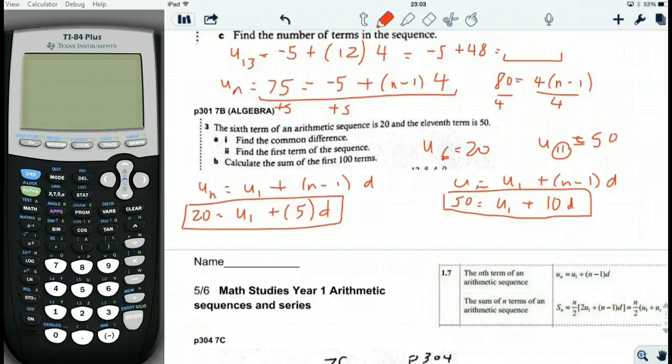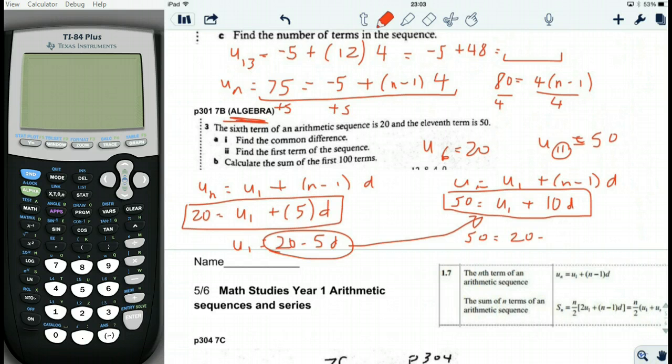There's a couple ways you could do this. You could subtract one equation from the other, or you could use substitution method. I'm going to show you substitution method because that's one you can always use. Note that it says algebra here, and we're going to do two equations, two unknowns, solving simultaneous equations. First, we're going to solve for U1. So we'll get U1 is equal to 20 minus 5d. Once we solve for U1, we can take this expression for U1 and put it in this equation. And then we'll get 50 equals 20 minus 5d plus 10d.